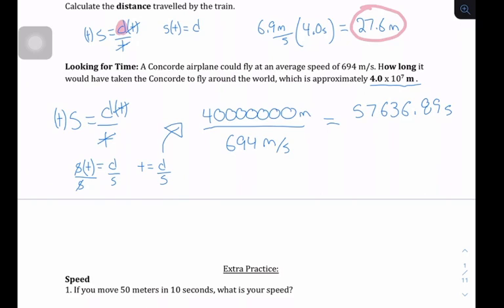If I wanted to convert that to the least amount of significant digits, which is 3 for this problem, I would need my answer to end up looking like this: 5.76. The 3 would round down, times 10 to the power of however many times I'd have to move my decimal place to the left to get there. 1, 2, 3, 4. So it'd be times 10 to the power of 4 seconds. This would be your answer in scientific notation to the appropriate amount of significant digits, which is 3.